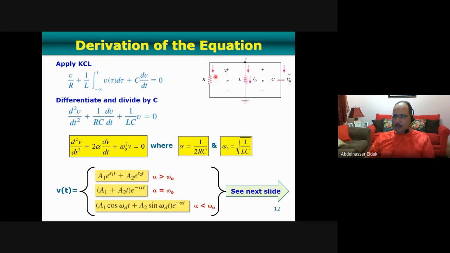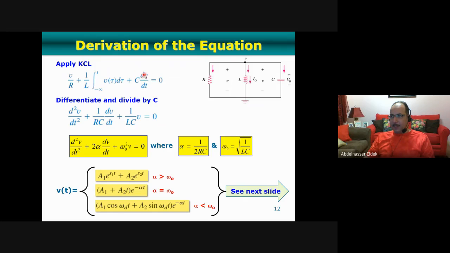We say this current plus this current plus this current equals 0. The current here is V over R. The current in the inductor is 1 over L times the integral of V dt. And the current in the capacitor is C dV by dt. So to get rid of the integral, you have to differentiate the whole equation and then divide by what? Divide by C.